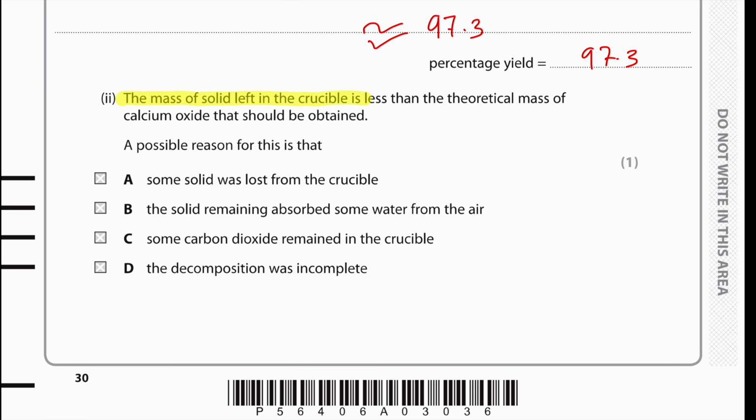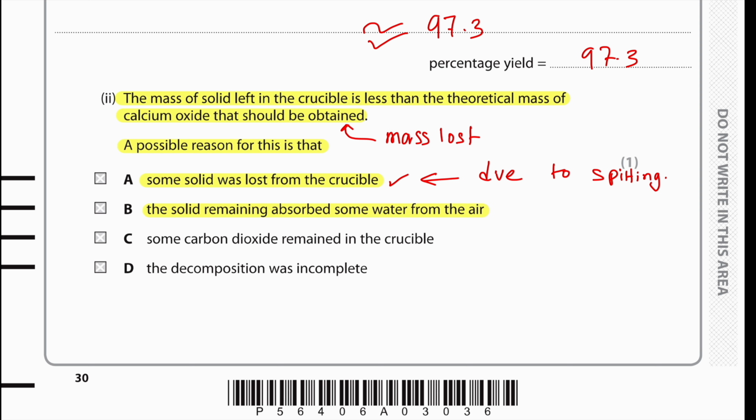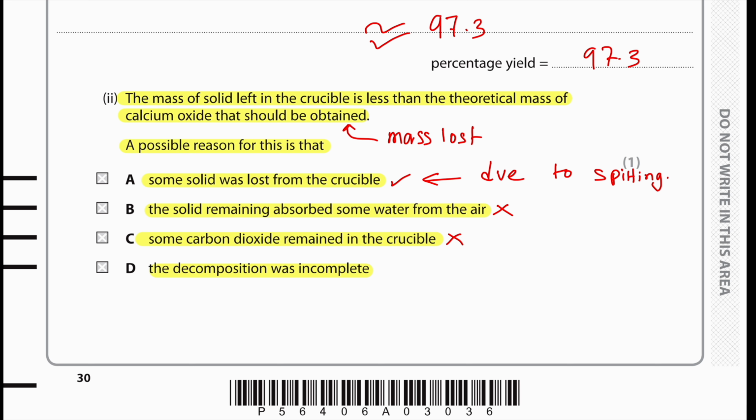The mass of the solid left in the crucible is less than the theoretical mass of calcium oxide that should be obtained. A possible reason for that is that we have lost some mass. So the possible reasons are those given. Some solid was lost from the crucible. Yes, we can lose some solid from the crucible, maybe due to a process called spitting, where basically when the CO2 was being formed, it flicked the solid out of the mass. The solid remaining absorbed some water from the air. Now, if it absorbed some water from the air, it would increase in mass. Some carbon dioxide remained in the crucible. This would also cause the mass to increase. The decomposition was incomplete. This would also cause the mass to be higher. So all the other three causes make the mass higher than theoretical.